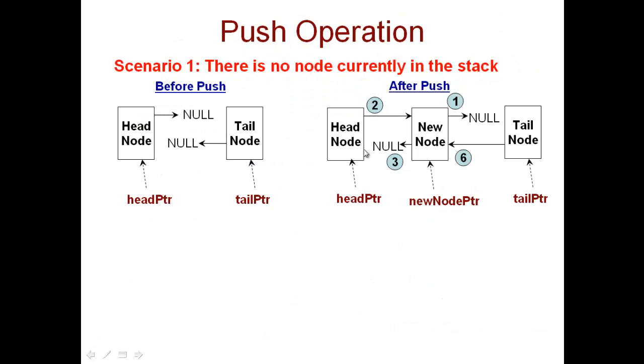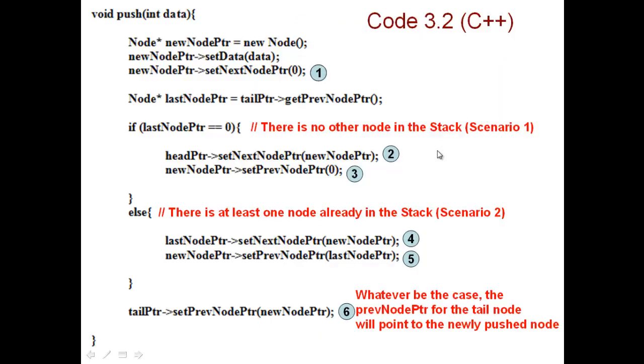So that means you're setting the head node's next node pointer to be the new node pointer. That is the new node, and the new node's previous node pointer is null, because there's no node going to be previous to this node, because it's the last data node. When you traverse from the tail node, this is the last data node. So we have set up the link from the head node to the new node, as well as the next node pointer to null, as well as the previous node pointer to null. The only thing we have to do is link the tail node to this new node that we created.